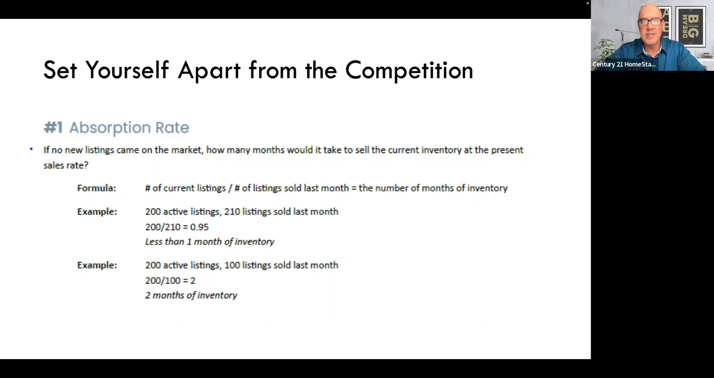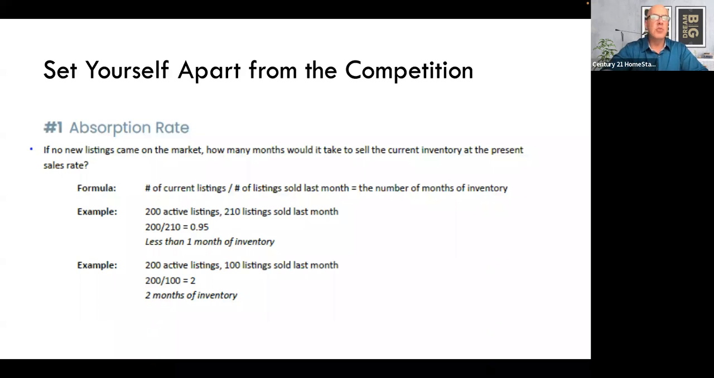And then another example, if there were 200 active listings right now in, say, a certain city, and only 100 sold in the last month, that means half the inventory would turn over in the next 30 days, which means you have 2 months of inventory.